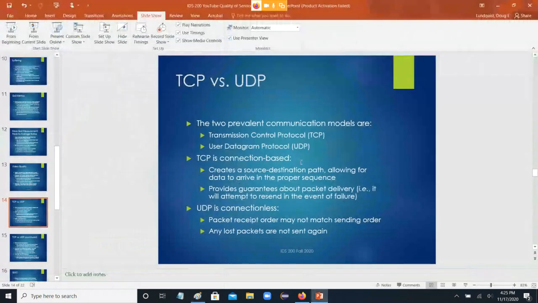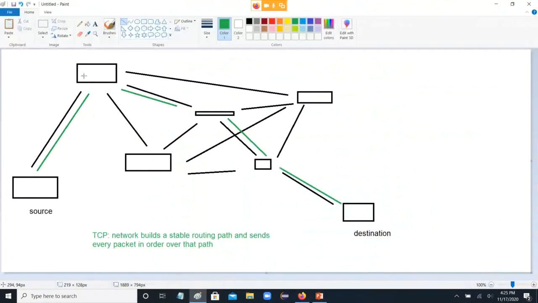So when we say TCP is connection based, that's what we mean. We create a stable, persistent path for sending data. So it creates a source destination path allowing for data to arrive in the proper sequence. Because every time I send off a packet, I'm going to keep following up with the next one right after it. Each one is going to arrive in order at each step of the path, and they're all going to arrive at the destination in order.